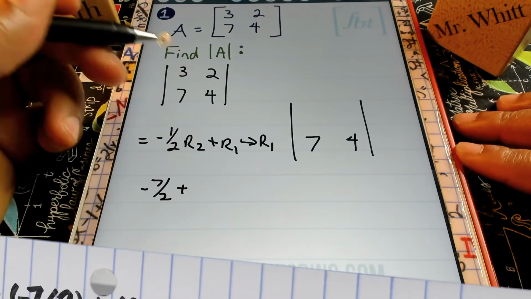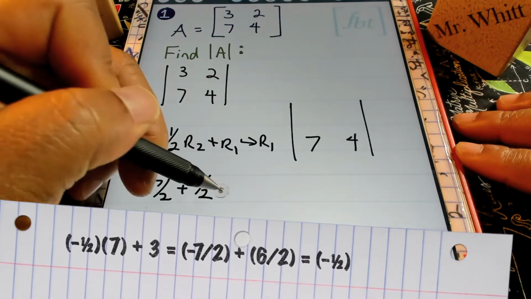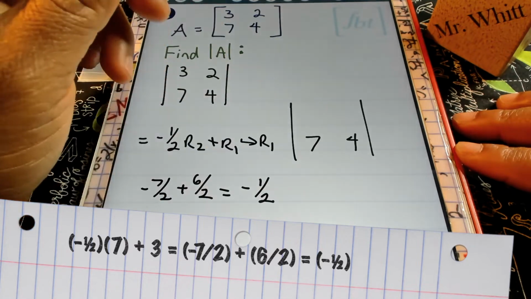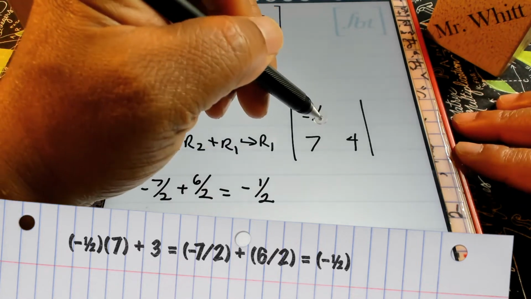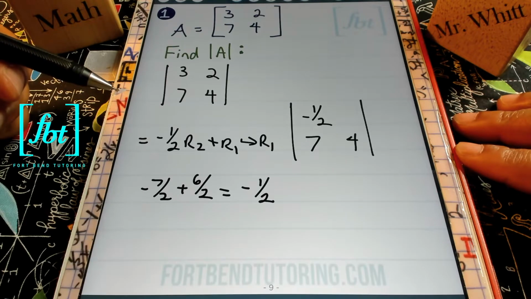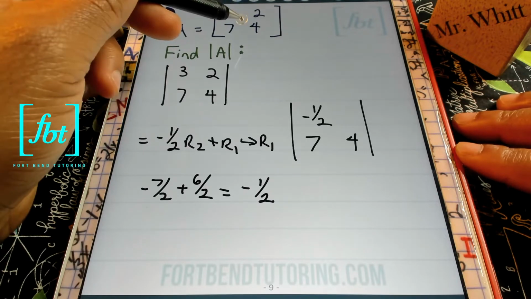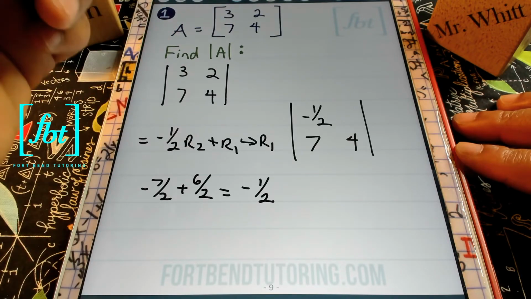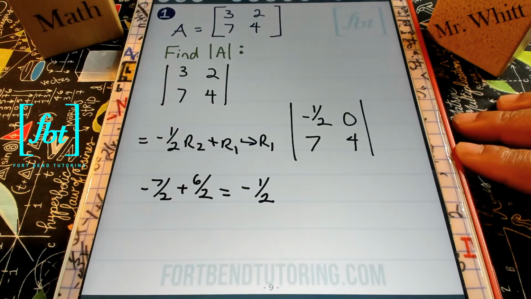But in this case, I'm going to rewrite it as 6/2 so that I can combine it easily. This gives me a result of -1/2. So this is going to be the first element in row 1 after doing my row operation here. Then we'll be multiplying 4 times -1/2, which gives us -2, and then -2 plus 2 gives me the 0 that I wanted all along.